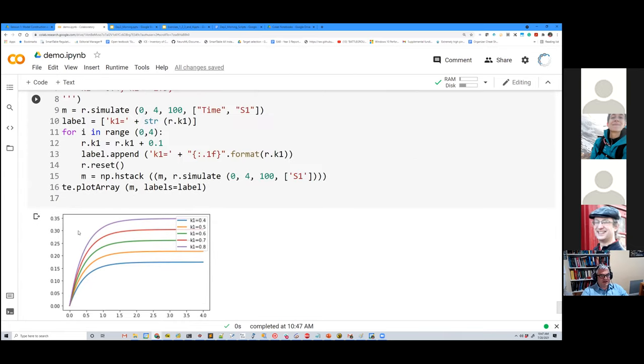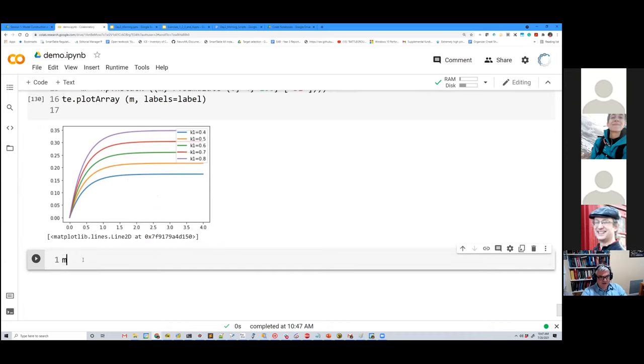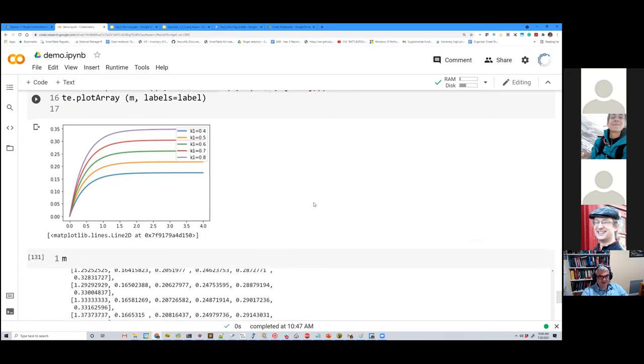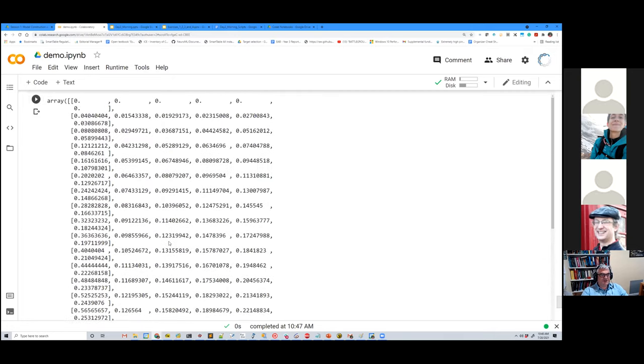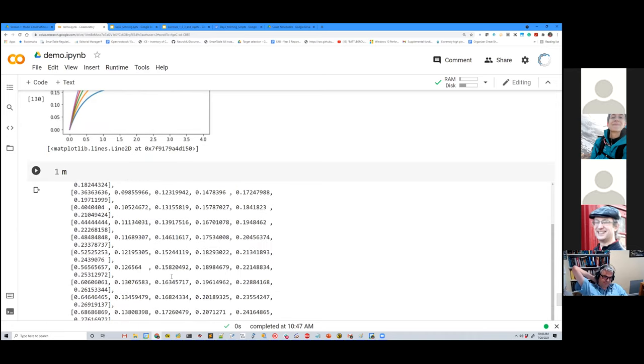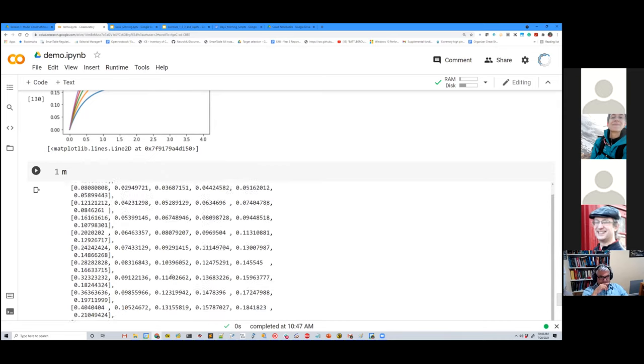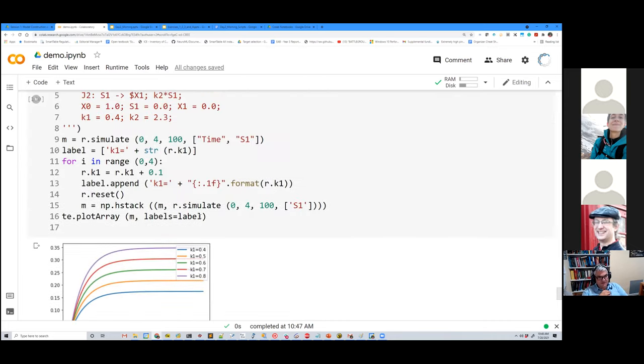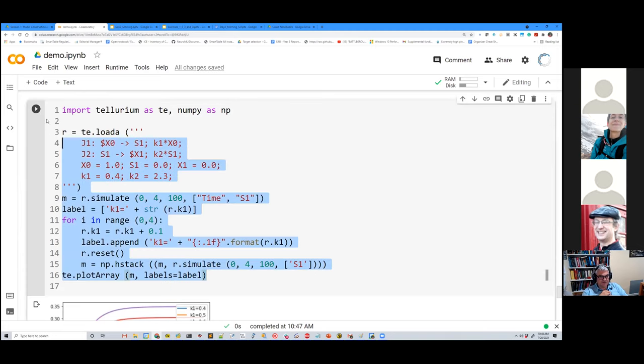If I were to look at the data, the numbers that are coming out here in M, what it's done is, this is constructed one column at a time. So the first column is time, and then the second, third, fourth, fifth columns are S1, but at different K1s. That's what it's done. As you can see, it's not the prettiest thing to do. Maybe there are cleverer ways of doing it with Python, but you could do it.